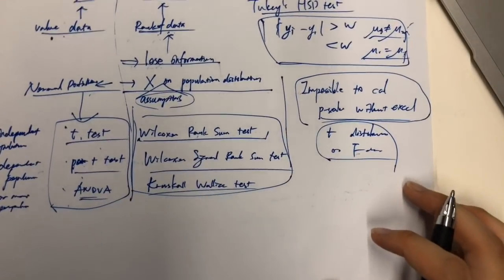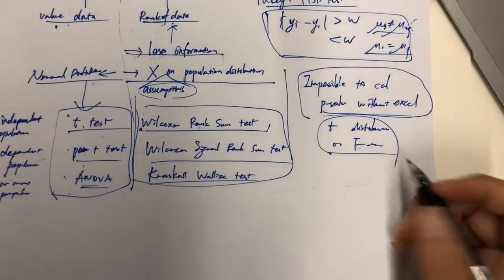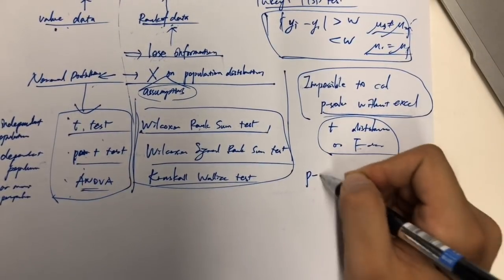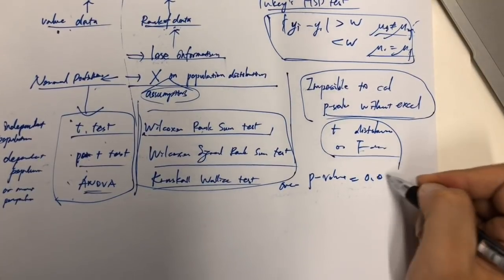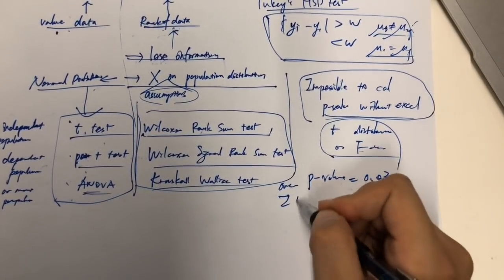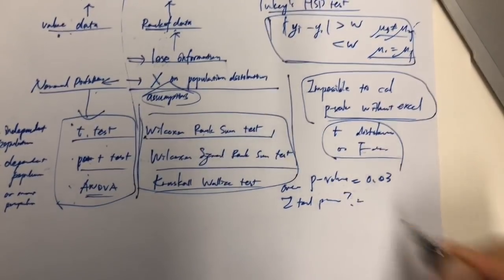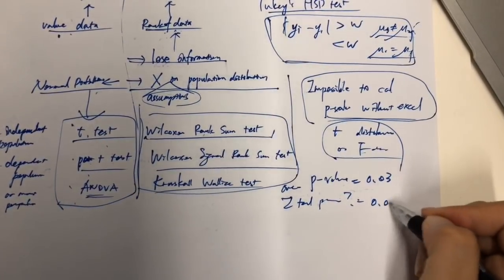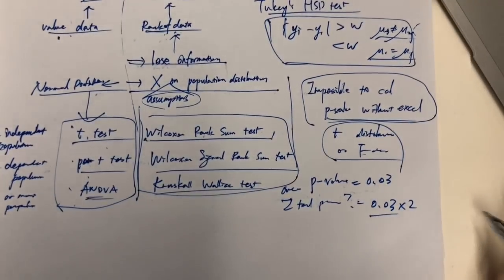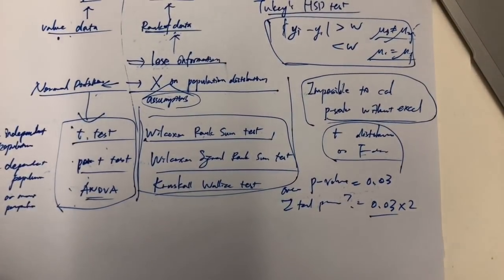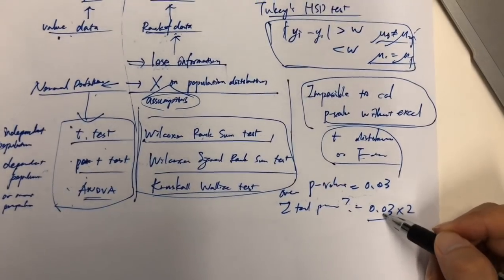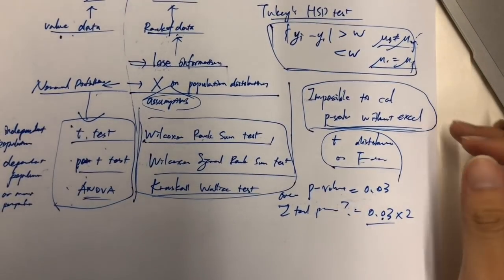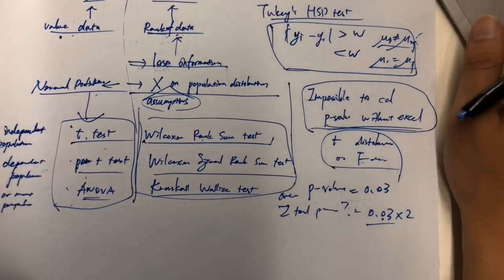But sometimes they give you, for example, the one-tailed p-value. If the one-tailed p-value of a test is 0.03, what is the two-tailed p-value? It's 2 times the one-tailed p-value, so 2 times 0.03. I believe that's the hardest thing you can be tested on in your exam about calculating the p-value, because we can never calculate it without using Excel.